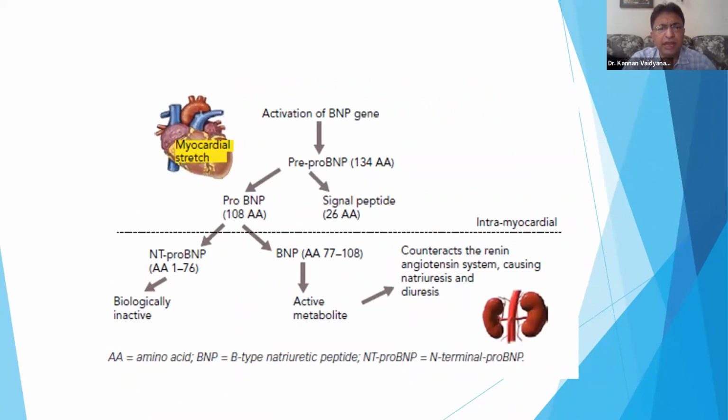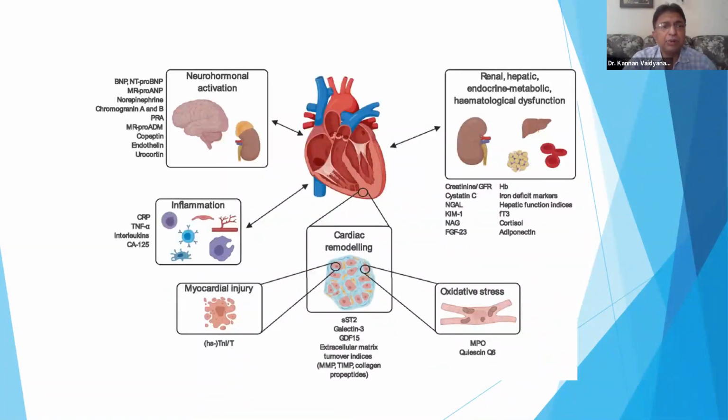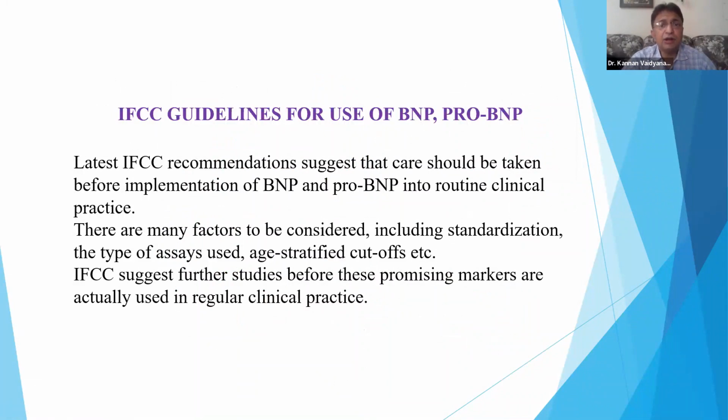I'm not going into too much detail because of lack of time, but this is how the BNP molecule is formed. First, you have the activation of the BNP gene, and then you have pre-pro-BNP, which is then cleaved to produce pro-BNP. From there, you have the active BNP and the NT-pro-BNP, the N-terminal pro-BNP. The N-terminal fragment is biologically inactive, whereas BNP is the active metabolite, and it has multiple functions, including the effect on the renin-angiotensin system, causing natriuresis and diuresis. This also summarizes some of the other markers which can be used as cardiac biomarkers in addition to proBNP.